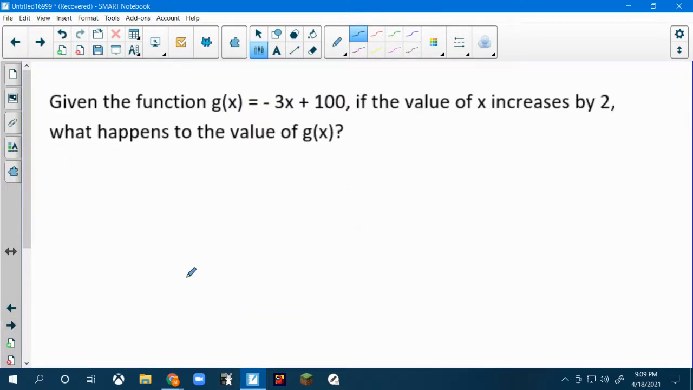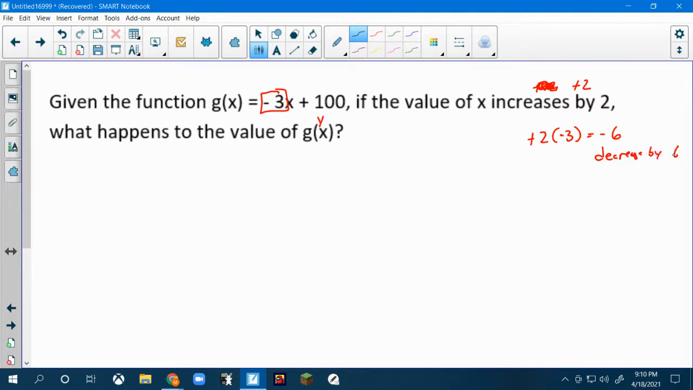So let's try that here. Given the function g of x is negative 3x plus 100, what happens if the value increases by 2 to g of x? Let's find out. If I increase by 2 and I multiply that by my m value, my slope, what do I get? Minus 6. I decrease by 6.